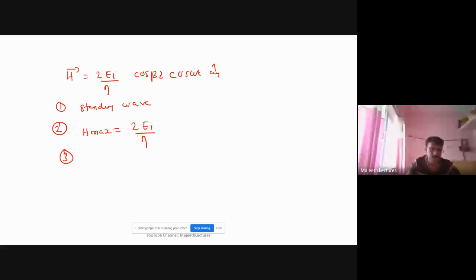Third one, at z equal to n lambda by 2. Why? You see beta is equal to 2 pi by lambda. Here z is equal to n lambda by 2. 2 cancels, lambda cancels, giving cos n pi. N is 0 means cos 0, 1 means cos pi. So cos has a maximum at 0, pi, 2 pi, like that. So H has a maximum of 2E_I by eta. This also you can write as 2E_I for the incident wave. That's what I mean.